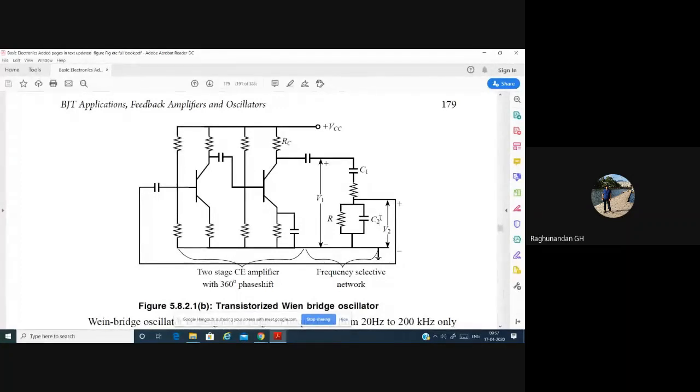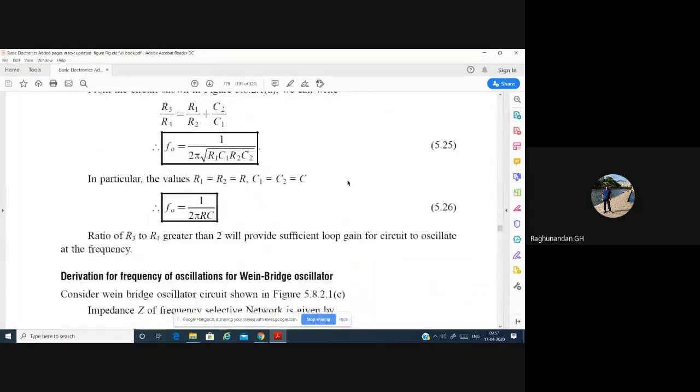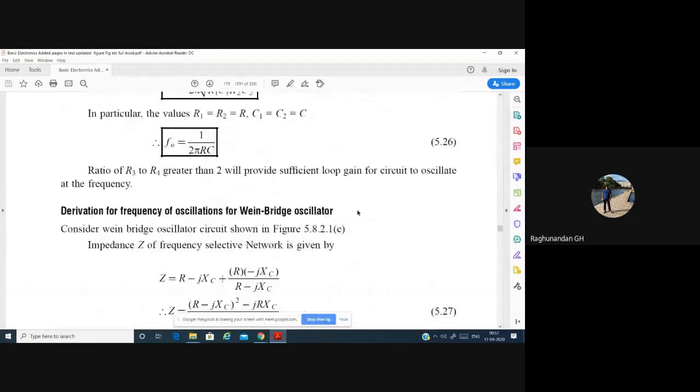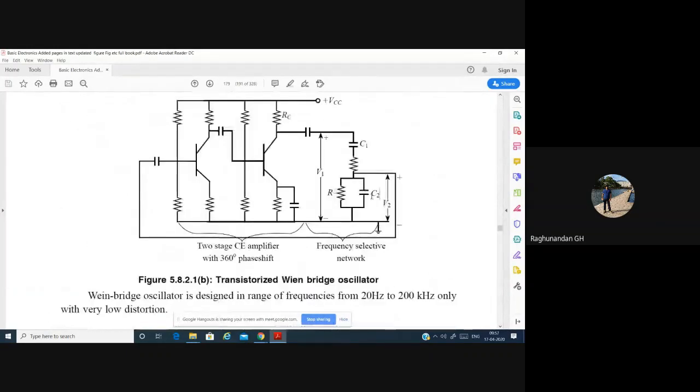So all capacitor and resistor values are the same. So this is R, and this is R minus jXC. We will be taking the reactances as minus jXC. After that, these two are in parallel, so we have to apply the parallel combination formula.